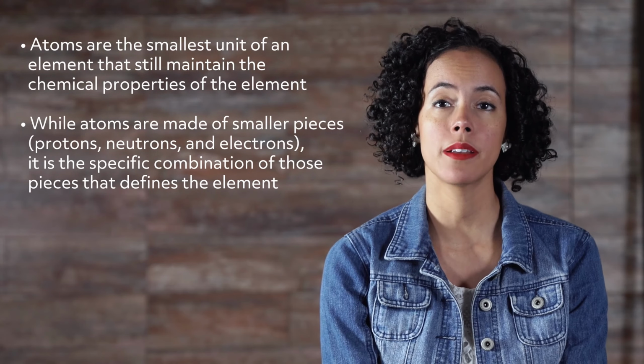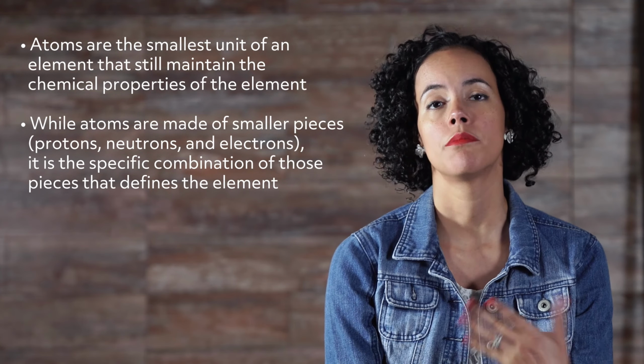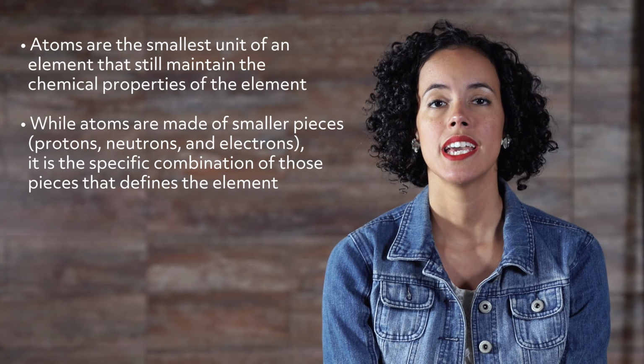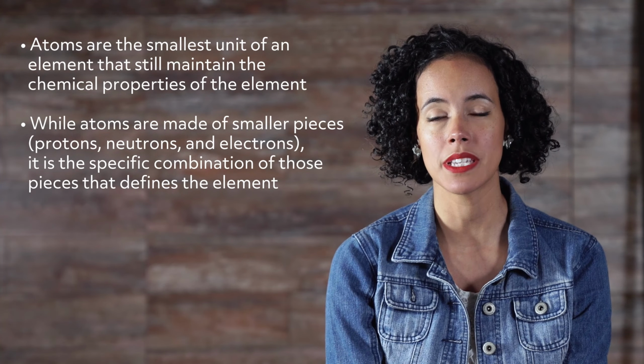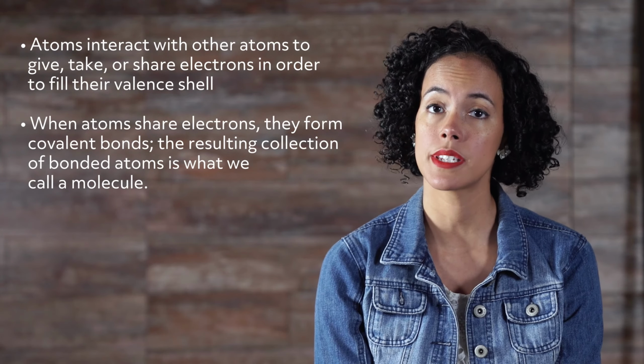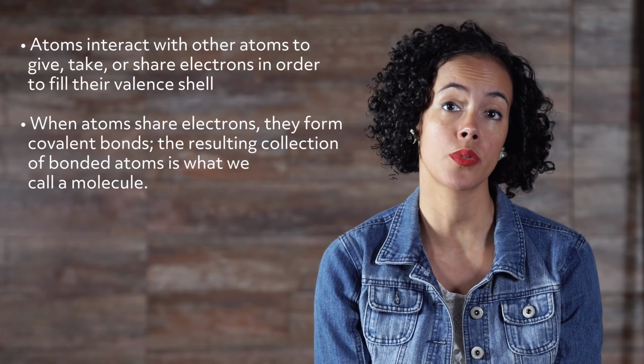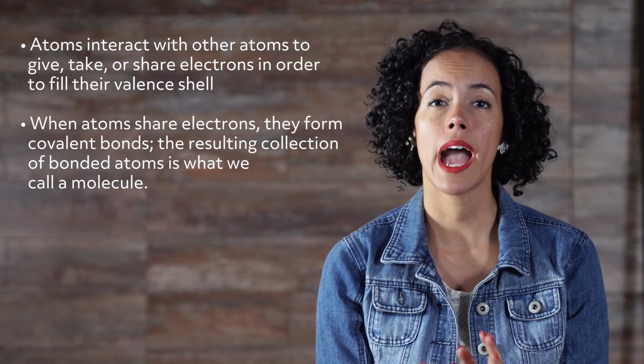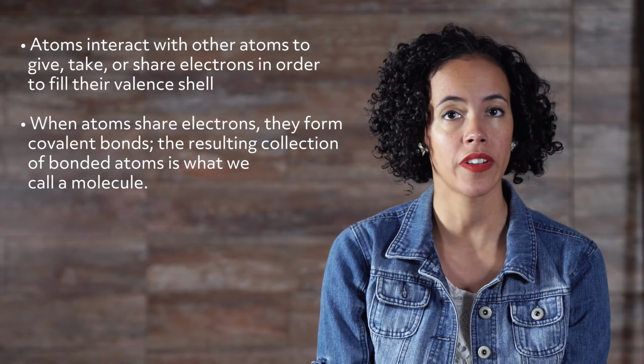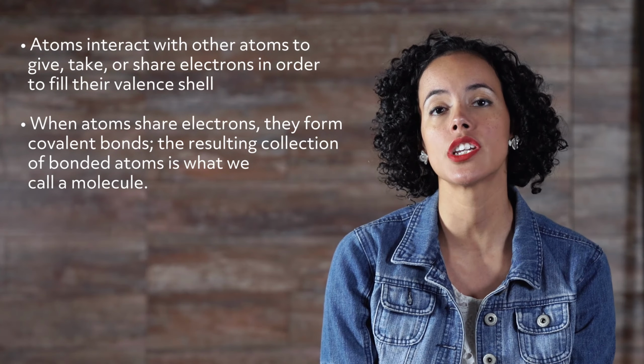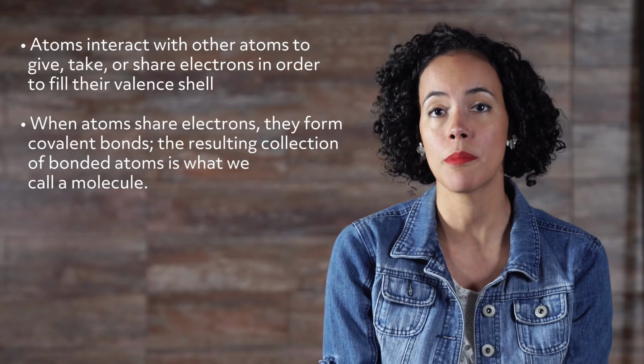This means that while atoms are made of smaller pieces, protons, neutrons, and electrons, it is the specific combination of those pieces that defines the element. Atoms interact with other atoms to give, take, or share electrons in order to fill their valence shell. When atoms share electrons, they form covalent bonds. The resulting collection of bonded atoms is what we call a molecule.